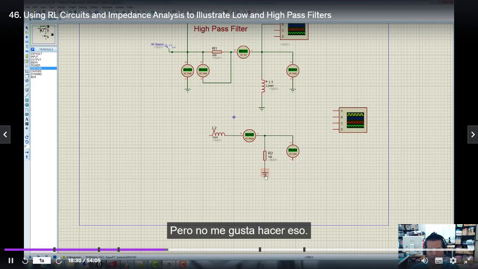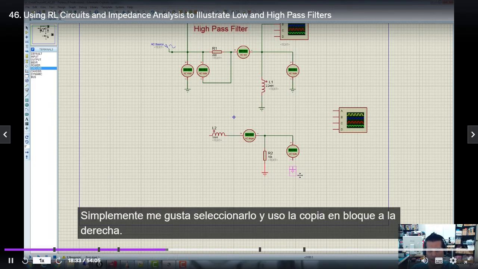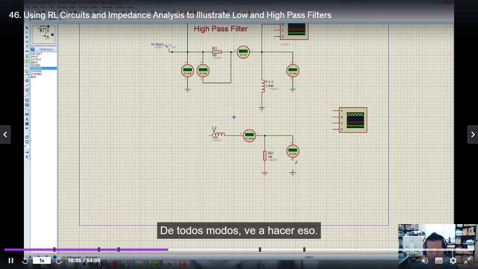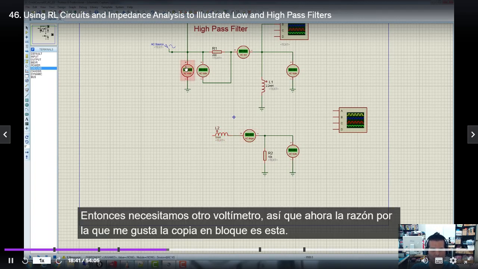But I don't like doing that. I just like selecting it, and I'll use this block copy. All right. Anyway, so go do that. We got that. Okay, what else do we need? We've got our inductor here. Okay, we need another voltmeter.